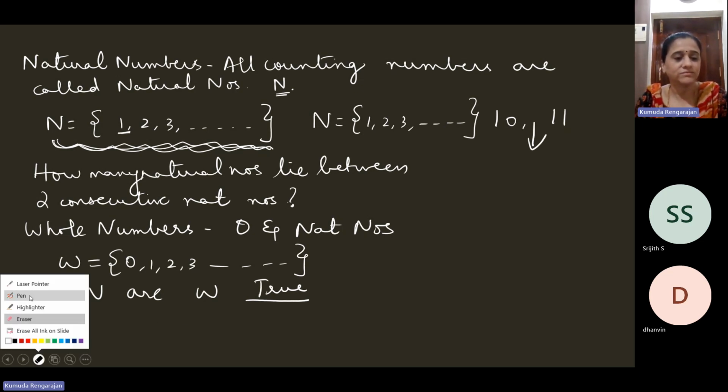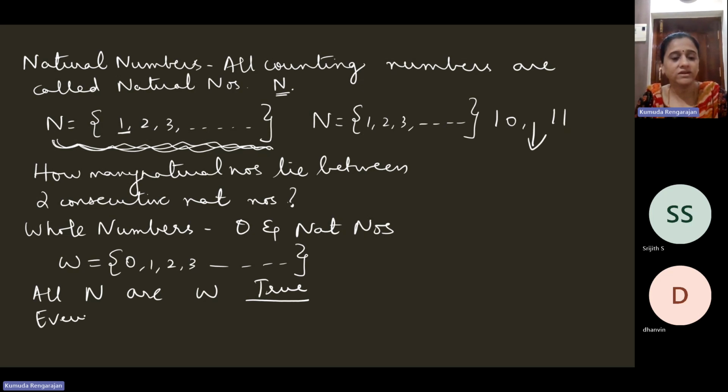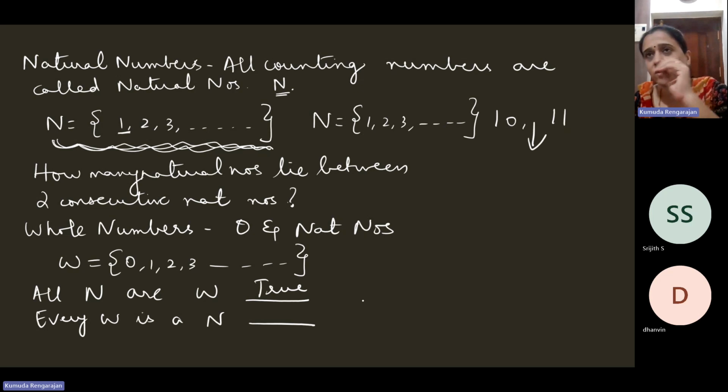Every whole number is a natural number? False. Yeah, see, you can say true only if it is always true. Even if there is one exception, it is false. When you say true, it should be always true. There should be no exception. If you have even one exception, then it's false.